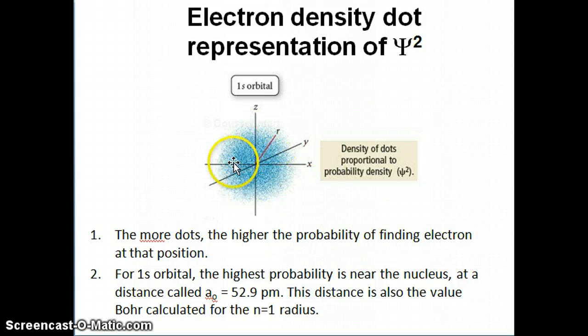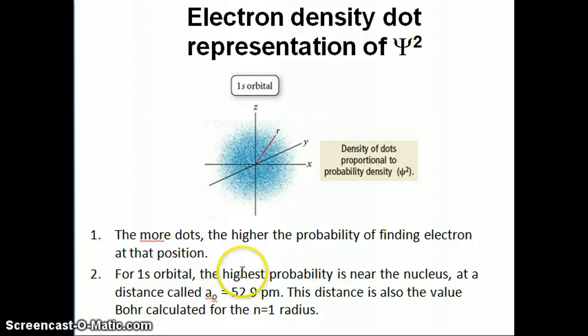So this particular one is for the 1s orbital. Not every orbital is going to look like this, but for the 1s orbital, the electron density dot representation looks like this. And as a result, you can interpret this to mean that as you go further and further away, r here is the distance from the nucleus to a certain point away from the nucleus. So as you go further and further away from the nucleus, you notice that the dots get fewer and fewer, which means that the probability of finding the electron decreases tremendously as you go further away from the nucleus.